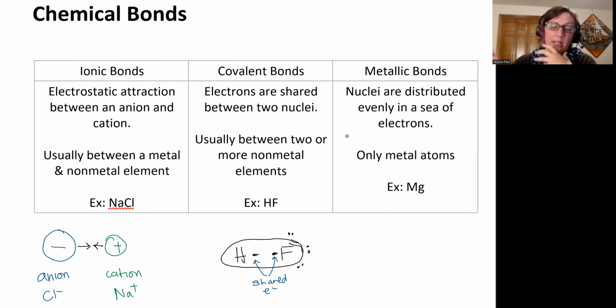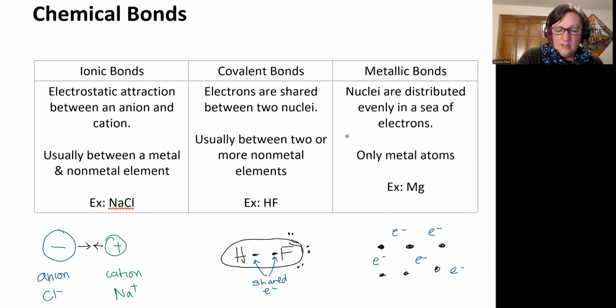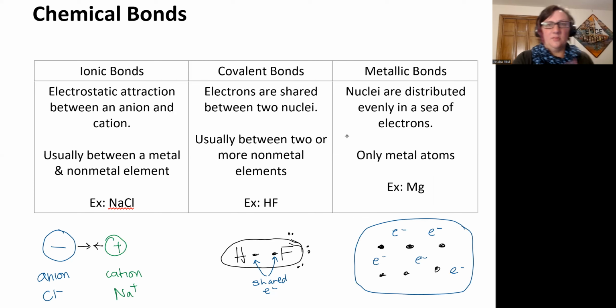And so this happens only with metal atoms, and it could be all the same atom and be an element, or it could be multiple different types of atoms, and then you'd have a metal alloy as an example. But it's going to be just these nuclei centers, and then you've got these electrons just kind of everywhere, and lots of them. So you can think of it all as one distributed electron cloud. And so these are our three types.